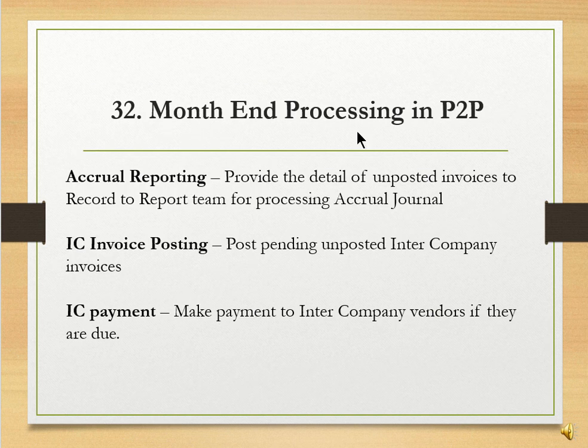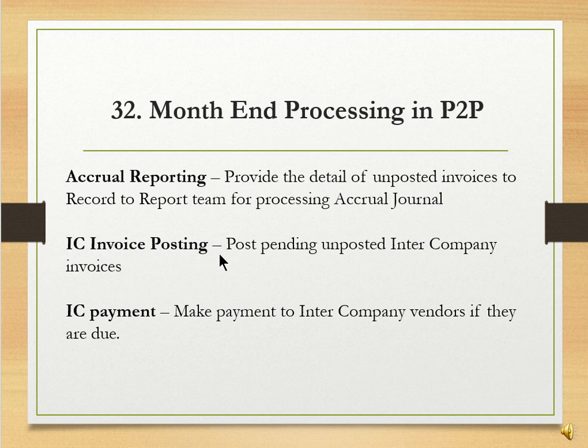Next question is month-end processing in P2P. What are the other activities they do during the month-end close in P2P? First one is accrual reporting. We provide the detail of unposted invoices to the report team for processing the accrual journal. This is basically to register the value of all the unposted invoices in the books before closing.